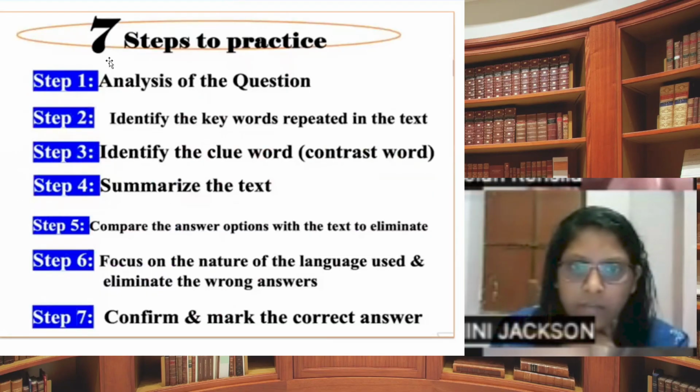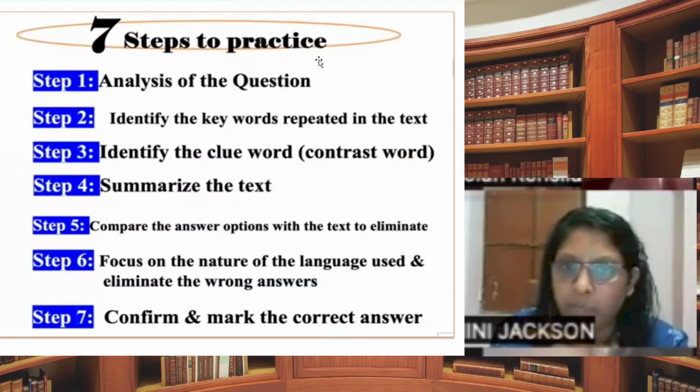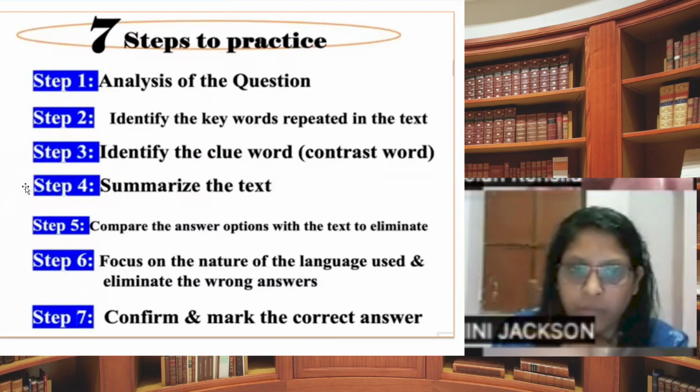Then lastly, what are the steps we need to practice? While practicing, you have to focus on all these 7 points. First step, analyze the question. Then identify the keywords repeated in the text. Third one is identify the clue word, that is a contrast word. Then the fourth one is summarizing the text according to the father strategy.